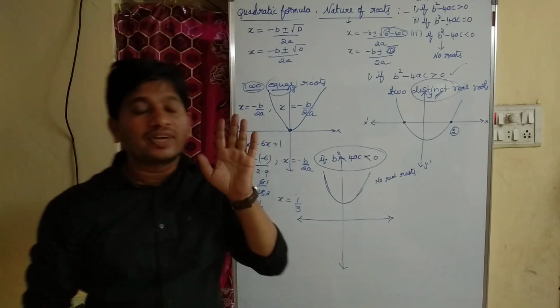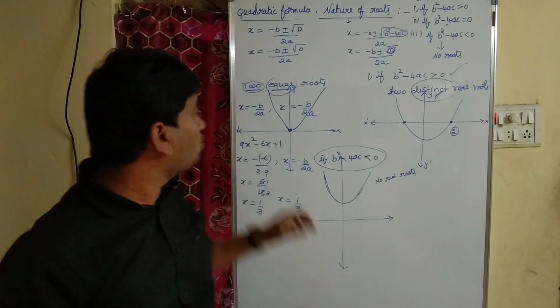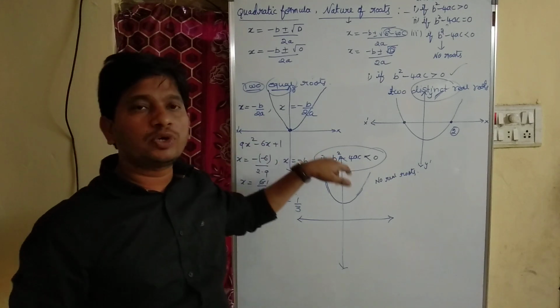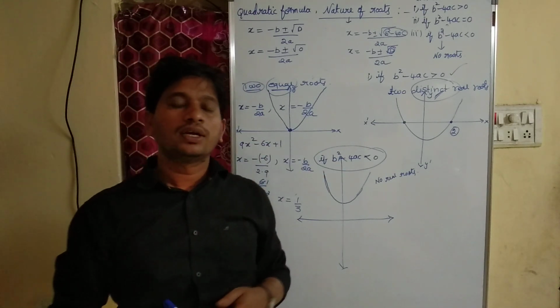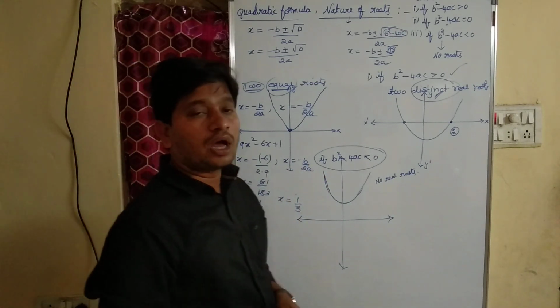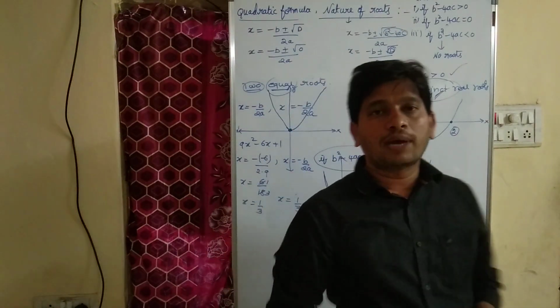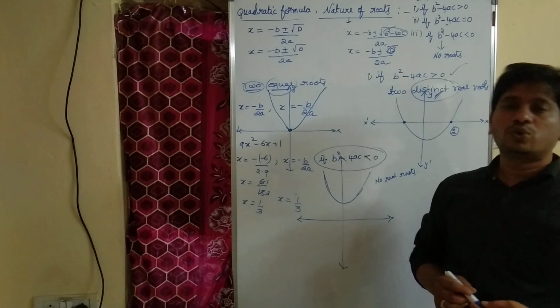So children, when the case b square minus 4ac is equal to 0, what are the roots? One is x equal to minus b by 2a, the second one also is x equal to minus b by 2a only. Okay, this is also one of the important conditions. Children, I hope you understood this topic about the quadratic equation and also the nature of the roots.